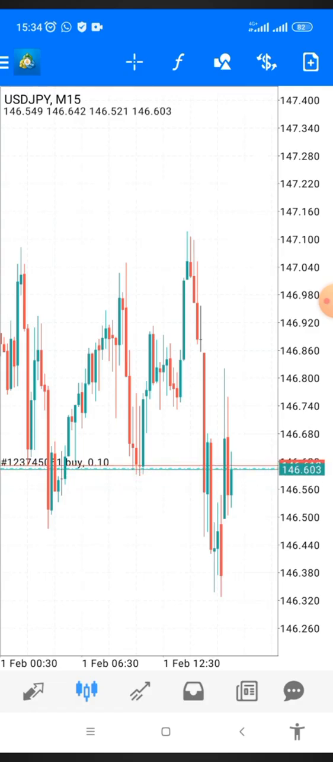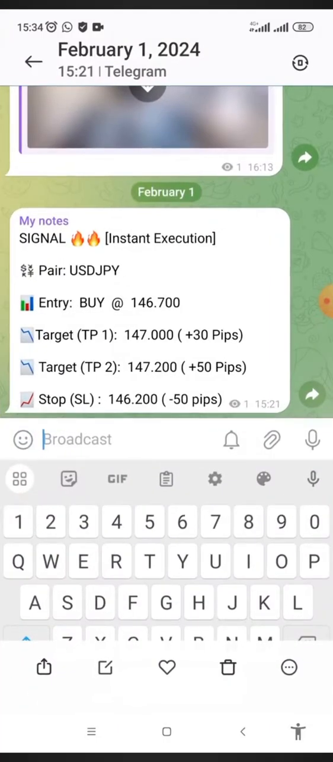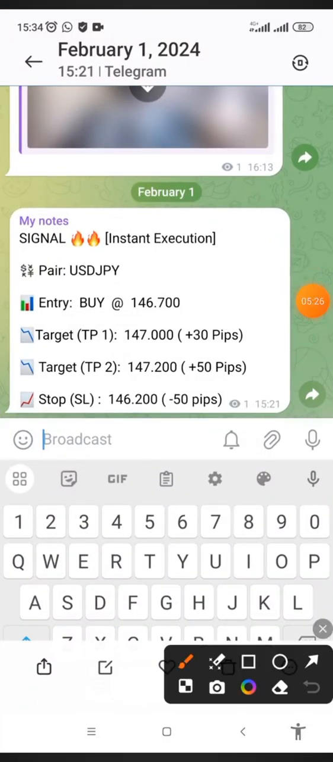You have entered the trade. You go back to the signal. When you come back to the signal, the person has given two take profits. Take profit 1, TP1, and then TP2. TP1 is 30 pips, TP2 is 50 pips. Which of these two do you want? You have to choose one. So do you want TP1 or TP2?